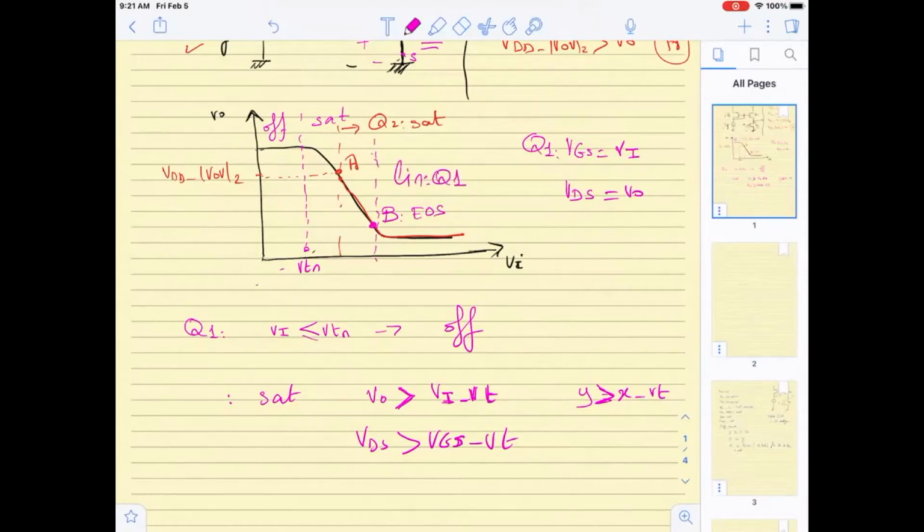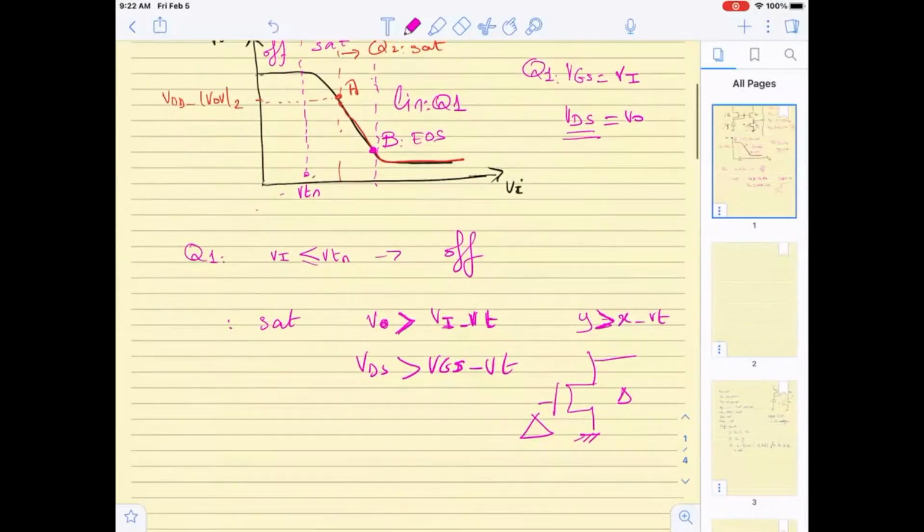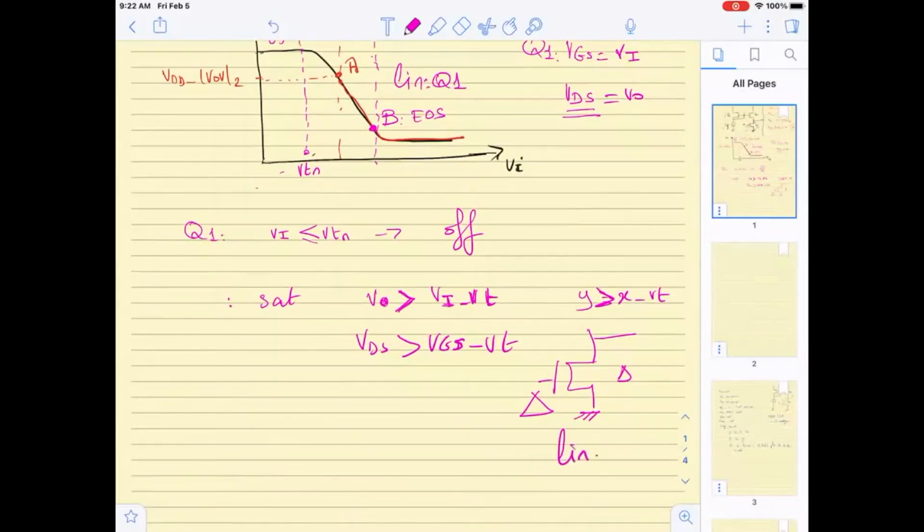Because once VO becomes small, when VO becomes small, VDS becomes small, and a rule of thumb is that when this is small and this is large in a transistor, I will hit linear, and the condition is when VO is equal to Vn minus Vt. But if this happens at point B, meaning when VOB equals VNB minus Vt.